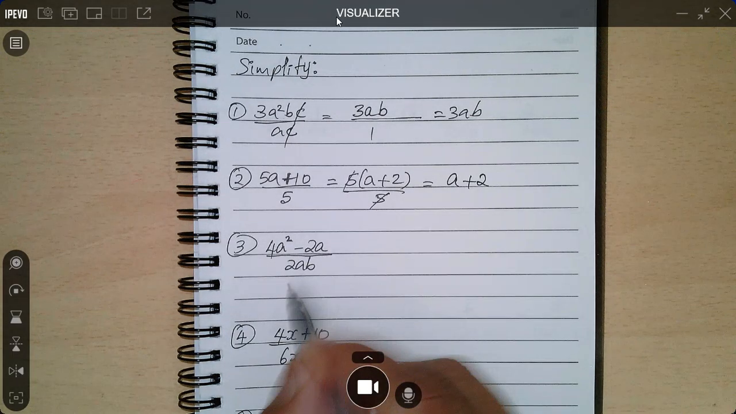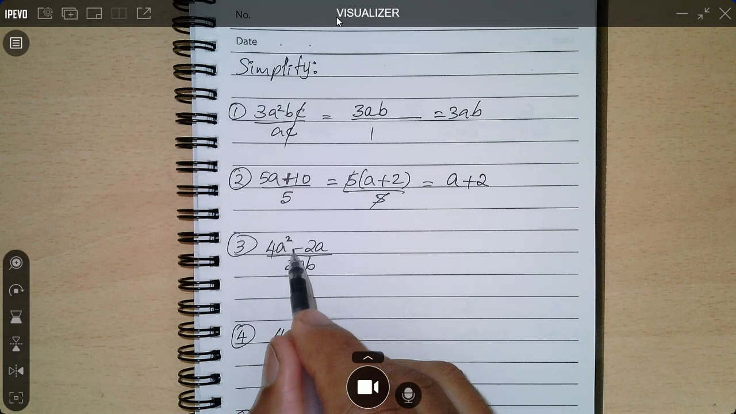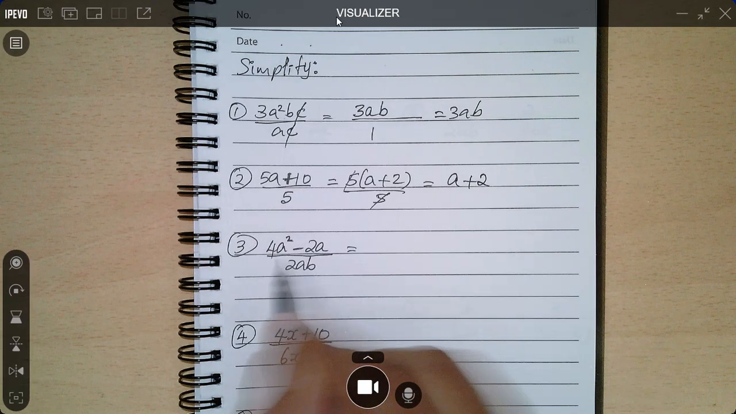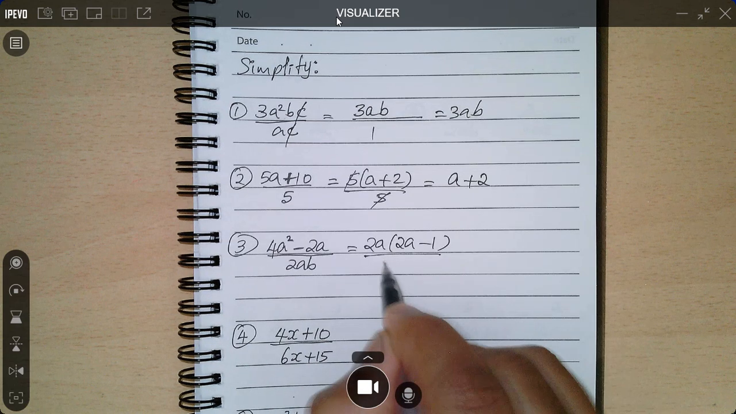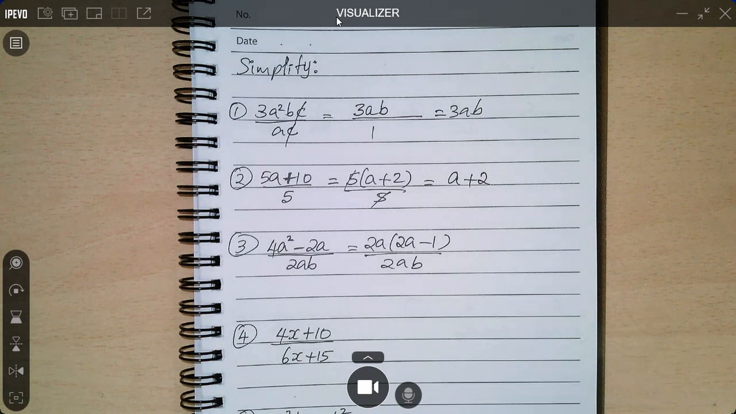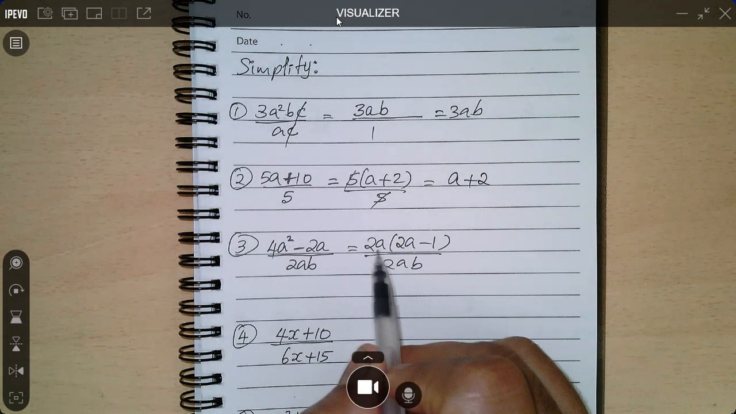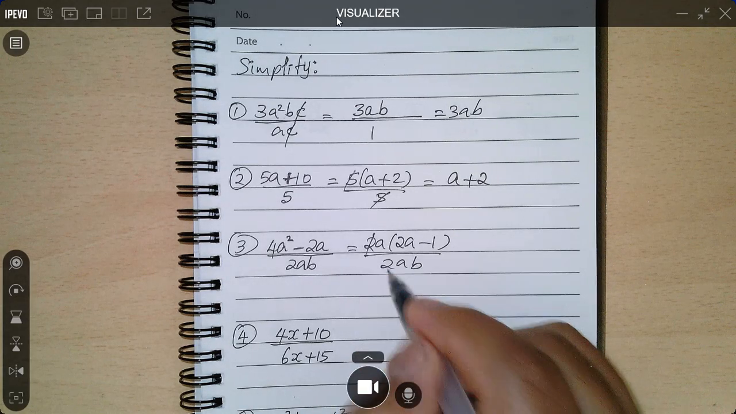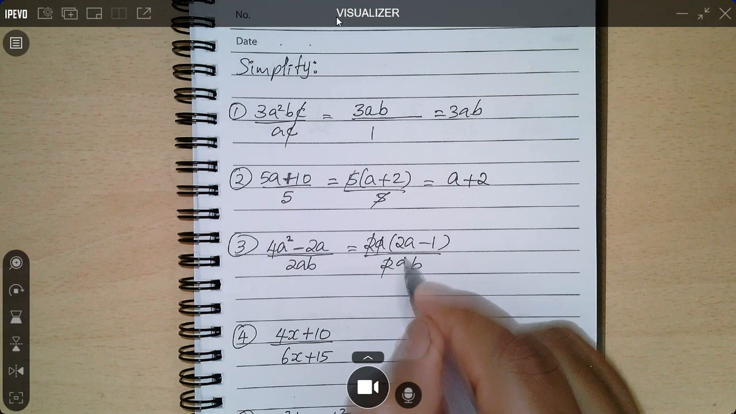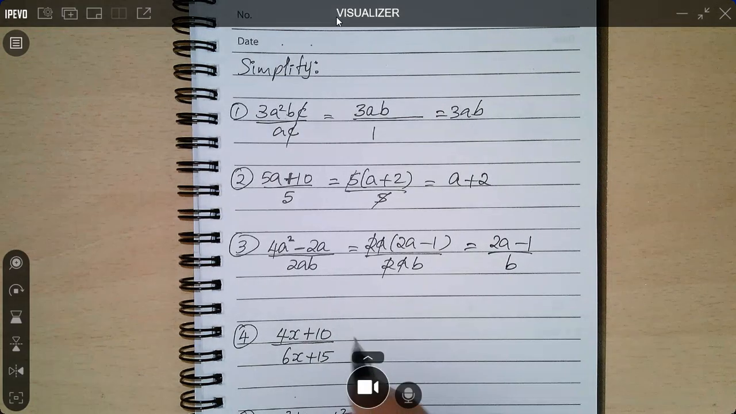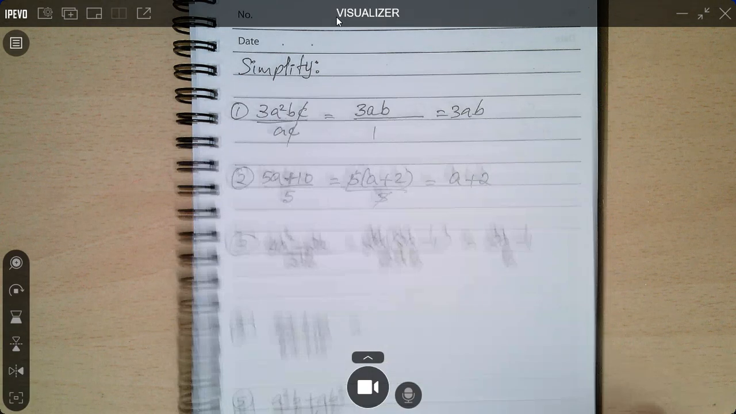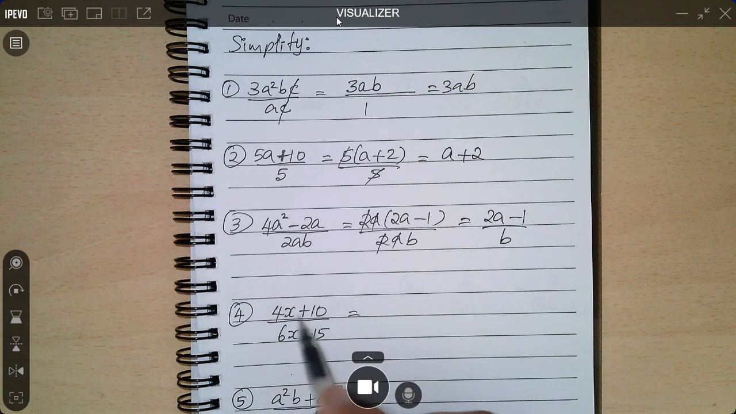We can't cancel the a and a because they are in subtraction. So the top needs to be factorized: 2a minus 1 divided by 2ab. Now if you look, this 2a is in multiplication. So 2 can cancel with 2, a can cancel with a. 2a minus 1 divided by b. Over here, can I cancel the x and x? Cannot, because it's in plus. Can I simplify the 10 and 15? Also cannot. They are involved in plus.